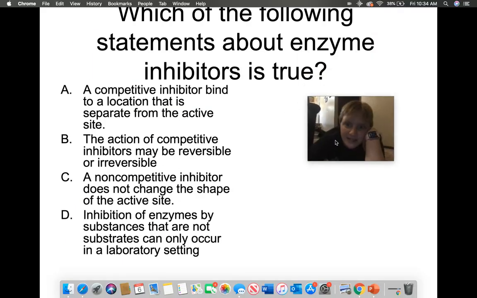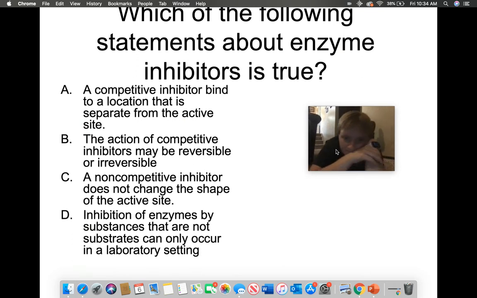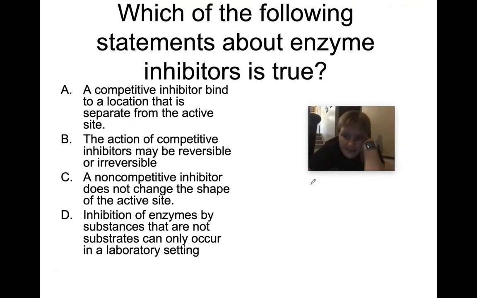All right. So which of the following statements about enzyme inhibitors is true? A: A competitive inhibitor binds to a location that is separate from the active site. Well, that's not competitive. That's non-competitive. B: The action of competitive inhibitors may be reversible or irreversible. That sounds true. Let's check the other ones. C: A non-competitive inhibitor does not change the shape of the active site. That's incorrect. It does. That's why it inhibits it. D: Inhibition of enzymes by substances that are not substrates can occur only in a laboratory setting. No, because we just talked about poison. So B is going to be your correct answer, right?